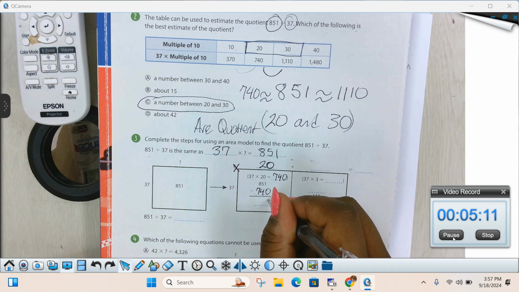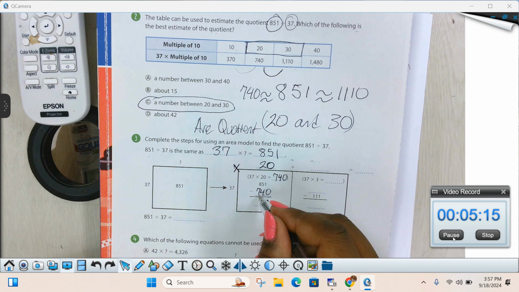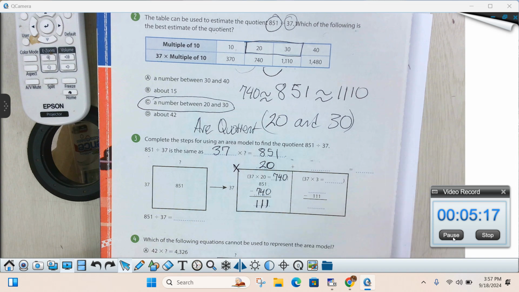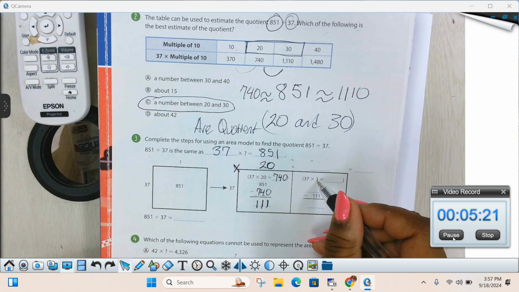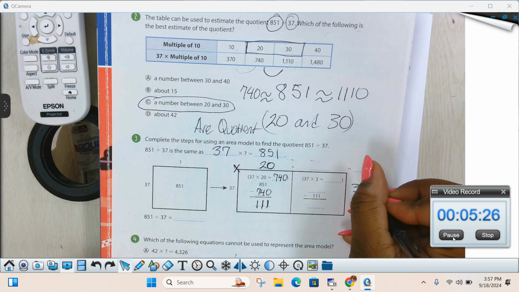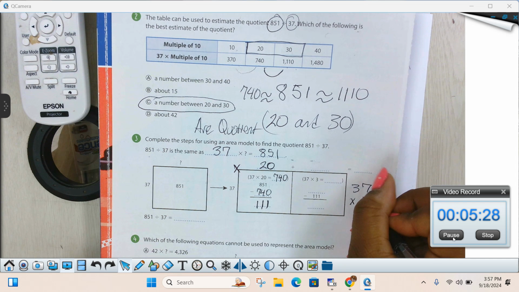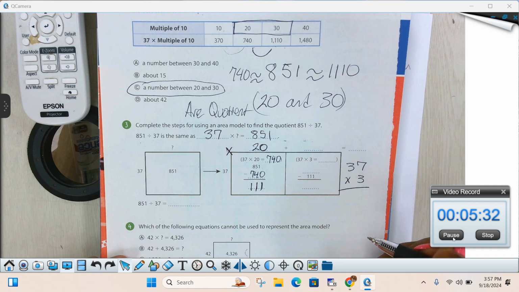1 minus 0 is 1. 5 minus 4 is 1. 8 minus 7 is 1. So we do have 111. They said 37 times 3. Well, I don't know what 37 times 3 is, so I guess I'm going to have to do it real quick. 37 times 3. What's 7 times 3?